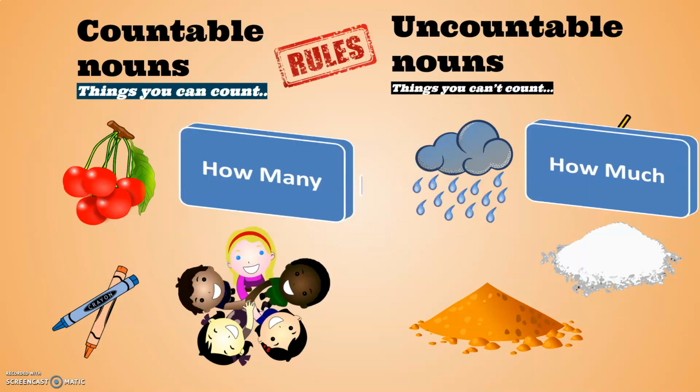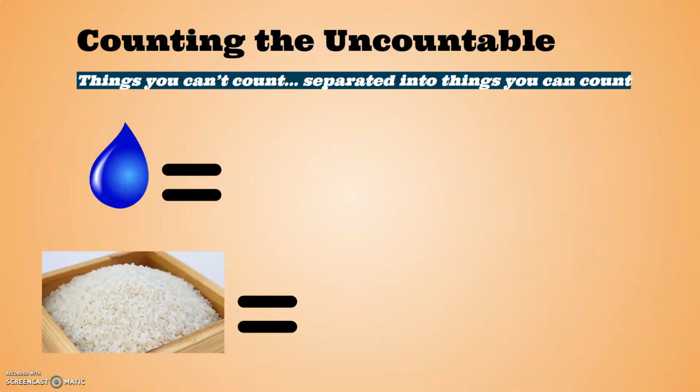For example, we say, how many cherries? How many pencils? But if it's uncountable, we say, how much? How much rain? How much sand? What's interesting is that we can also count the uncountable. Things you can't count can be separated into things you can count.